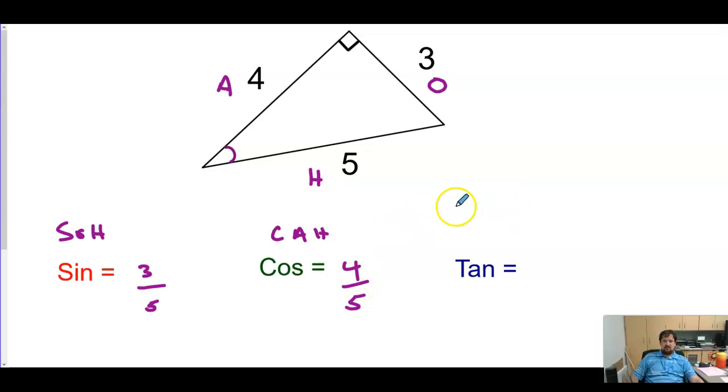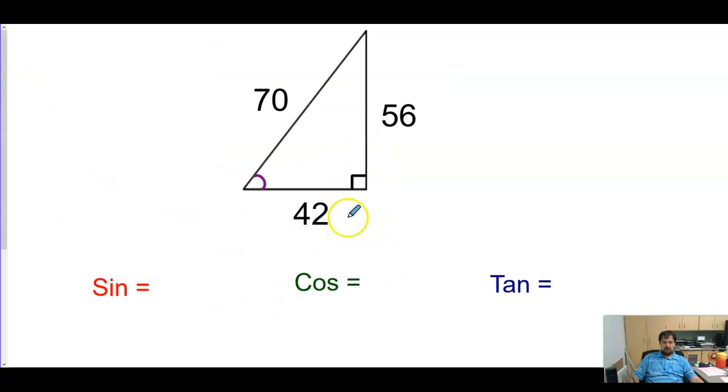And then we have tangent, which is TOA, T-O-A. Opposite is 3, and the adjacent is 4. And I can't simplify it, so I'm done. Okay, that's all we're doing for right now. We're just identifying the trig ratio. Okay, let's do another one just to make sure we're good.